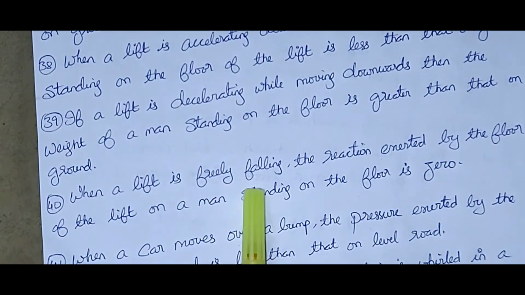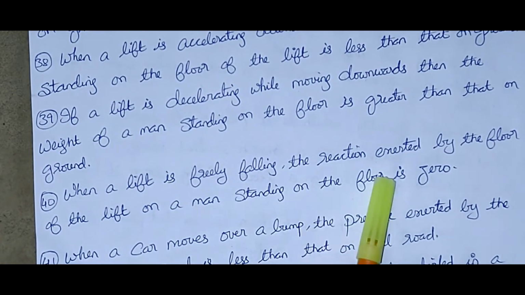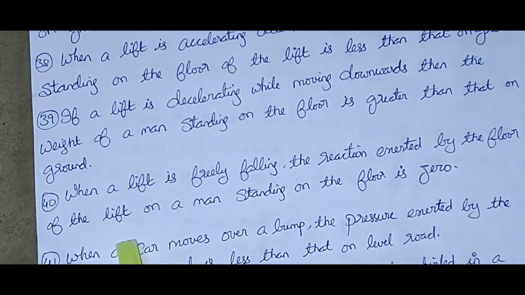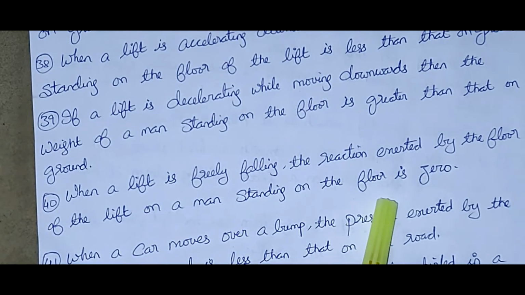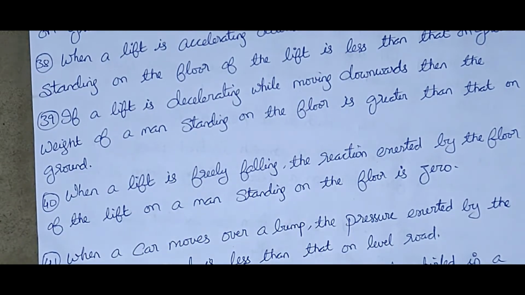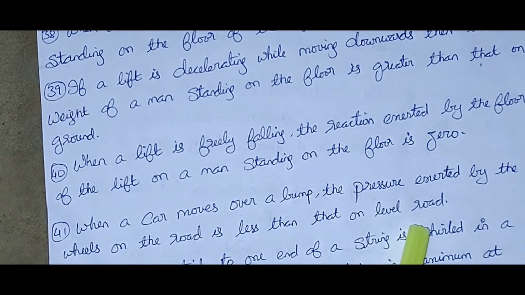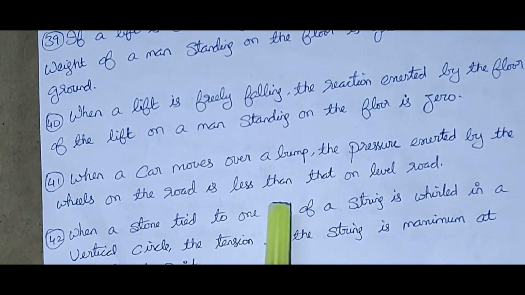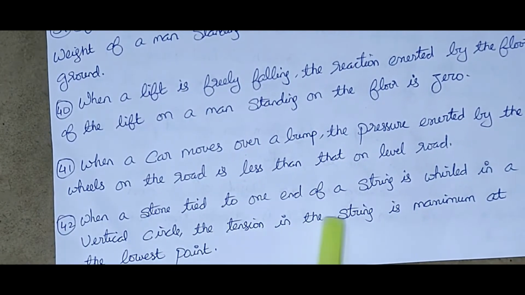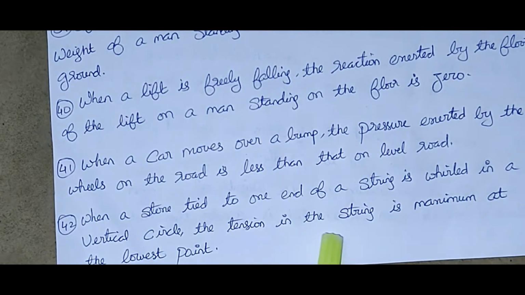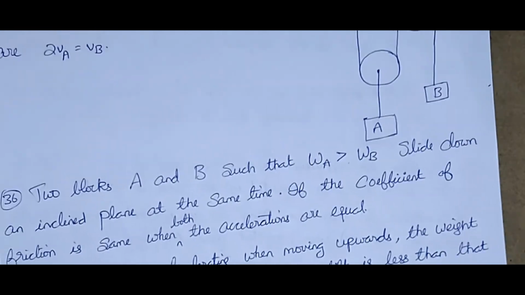When a lift is freely falling, the reaction exerted by the floor of the lift on a man standing on the floor is zero. When a car moves over a bump, the pressure exerted by the wheels on the road is less than on a level road. When a stone tied to one end of a string is whirled in a vertical circle, the tension in the string is maximum at the lowest point.